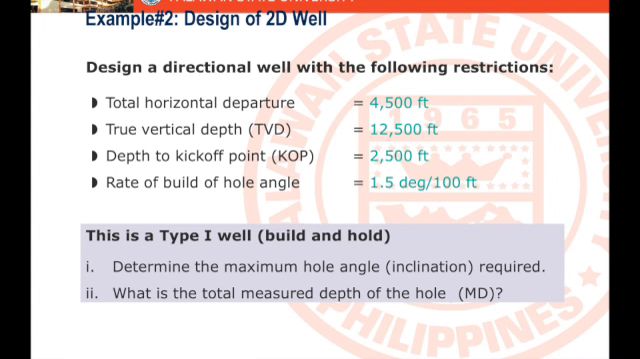So there's a hint here. This is a type 1 well, build and hold. So the required are: number 1, determine the maximum hole angle or the inclination required for this well. And number 2, what is the total measured depth of the hole?